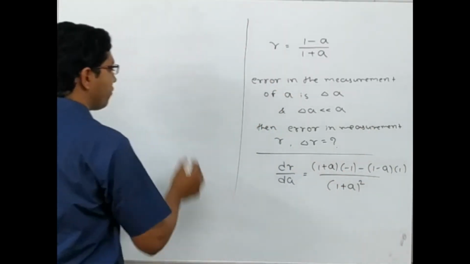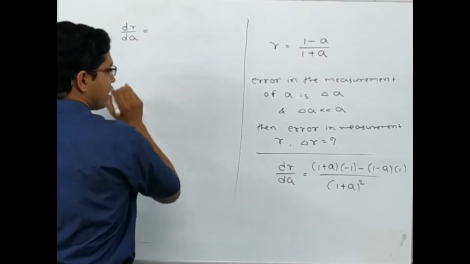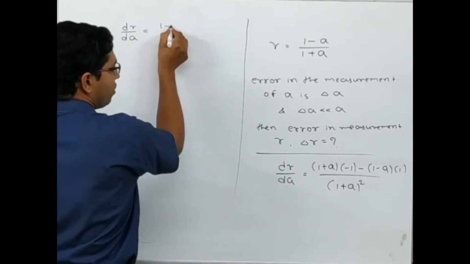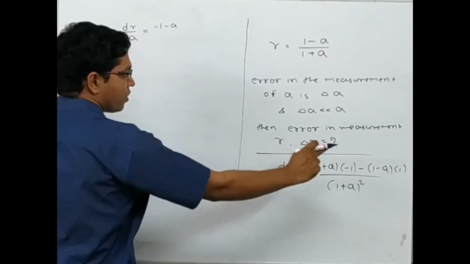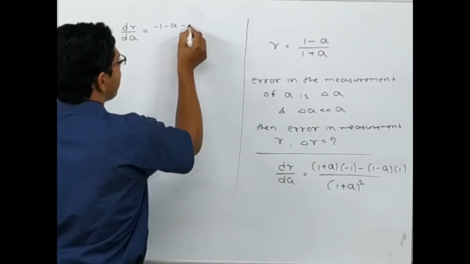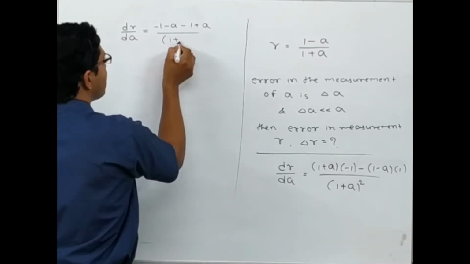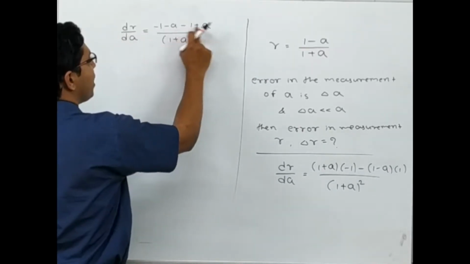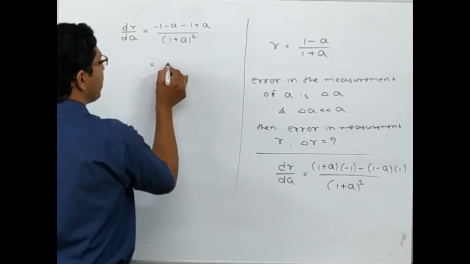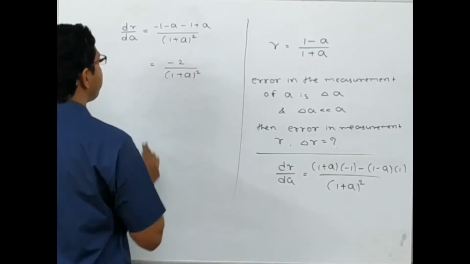So if I solve it further, what I will get, dR by dA is equal to minus 1 plus A minus 1 minus A, and that will be minus 1 plus A divided by 1 plus A square. Now if I solve this, A minus A will get cancelled out. What I am left with is minus 2 upon 1 plus A whole square.